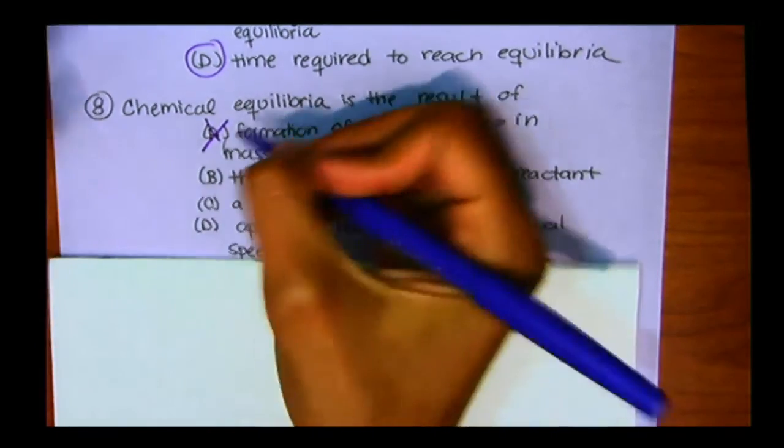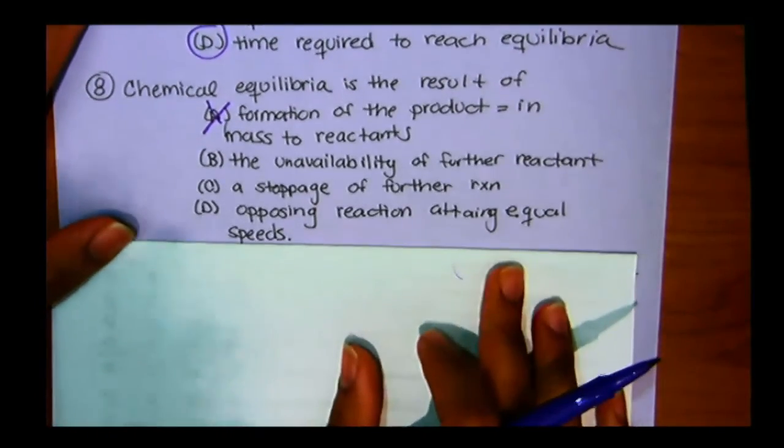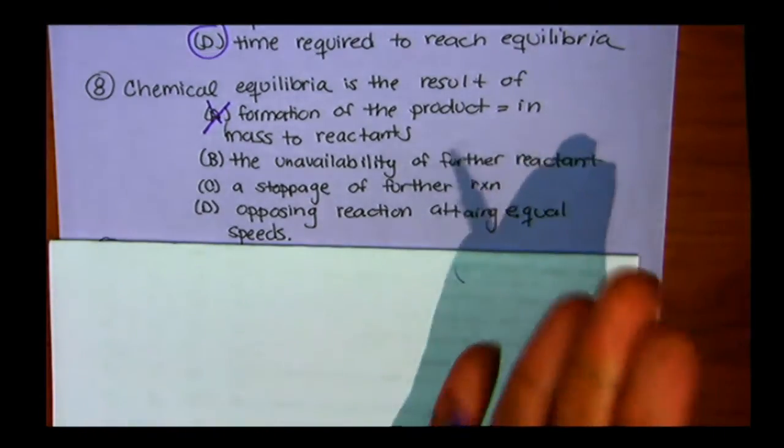So that's why I picked this problem, because that's a common pitfall for people. The unavailability of further reactant, that's just your reaction ending, but you still reach equilibrium. You reach the equilibrium of your limiting reagent. That doesn't define equilibrium. You still reach equilibrium. It's just now depending on the limiting reagent.